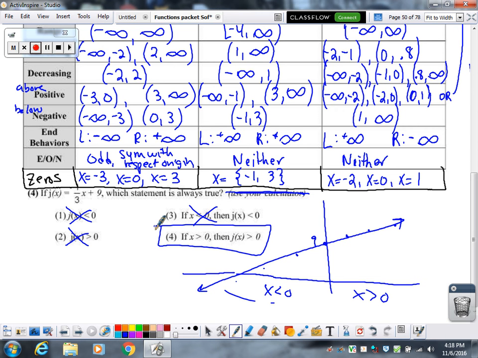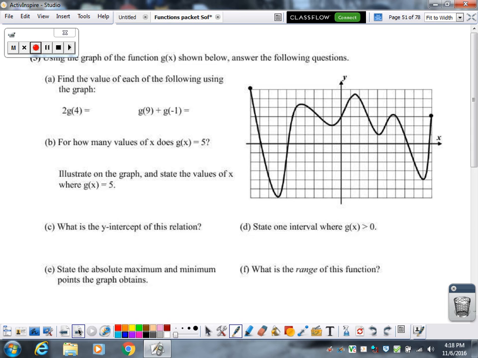All right, let's go to the back. Next page, back. There's another graph. I'm going to answer the following questions. And here we go. Letter A. Find the value of each of the following using the graph.